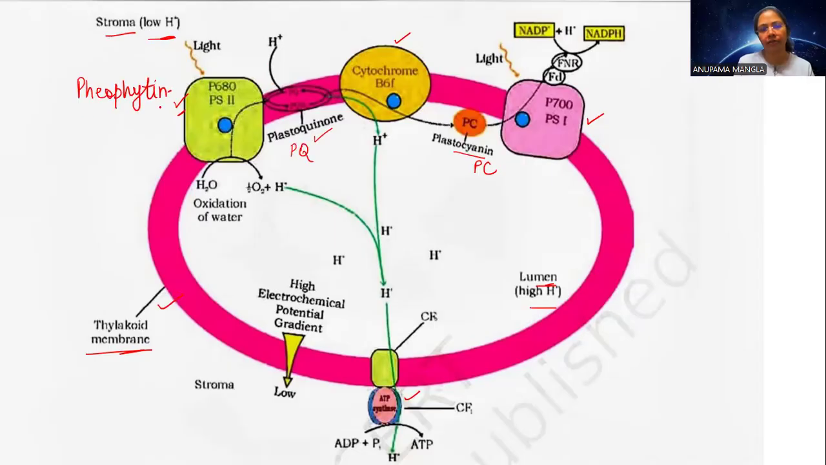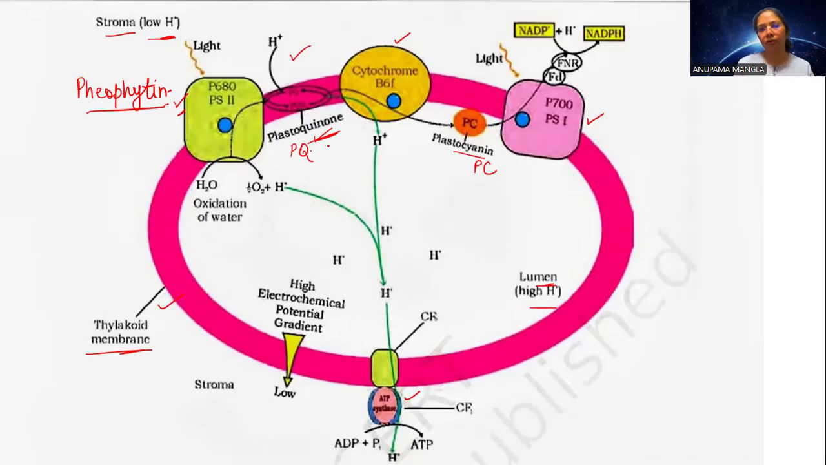Now this pheophytin will be transferring it to the next carrier, which is plastoquinone. About the nature of plastoquinone, it is primarily a proton carrier. So while transporting the electron, it is going to accept a few protons from the stroma.